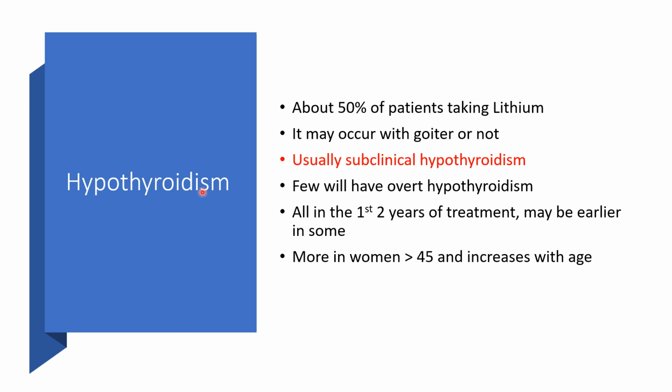Now, hypothyroidism and lithium is going to be in about 50% of patients taking lithium. It may occur with goiter or without goiter. Usually, the hypothyroidism will be subclinical hypothyroidism, meaning the TSH is high, the T4, the T3 will be within normal range, may likely be within normal range. Few will have overt hypothyroidism, full-blown hypothyroidism will occur in few. All will happen the first 2 years of treatment, but maybe earlier in some. It's likely going to be more in women that are greater than 45 years, and the likelihood will increase with increase in age.